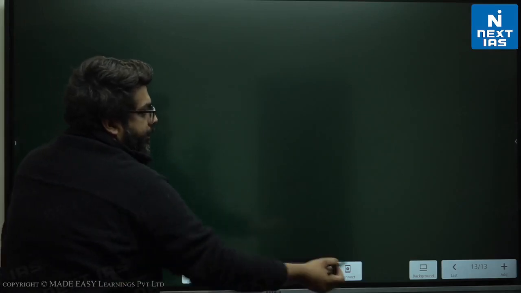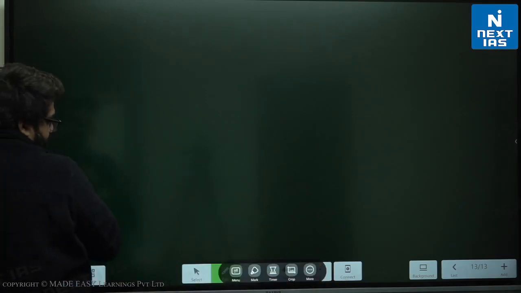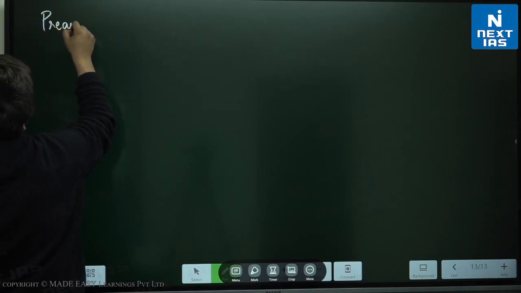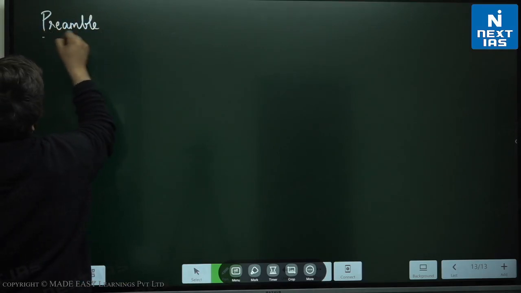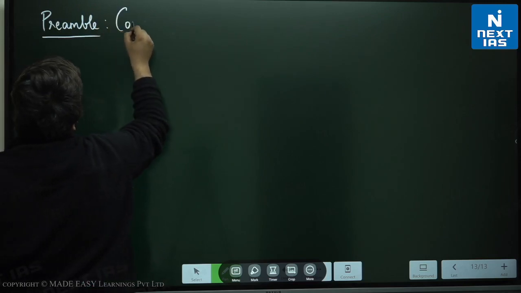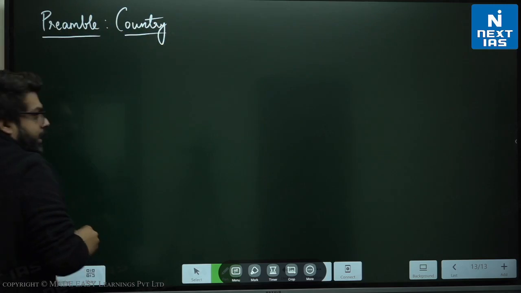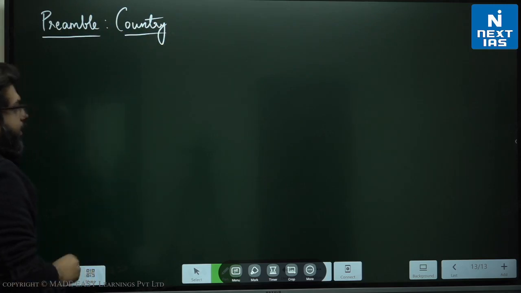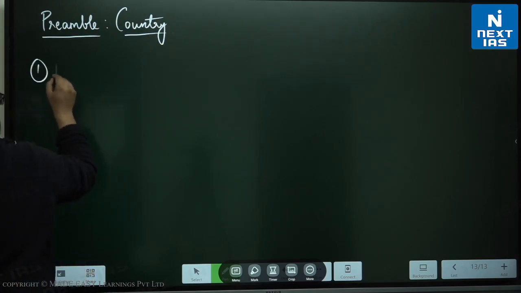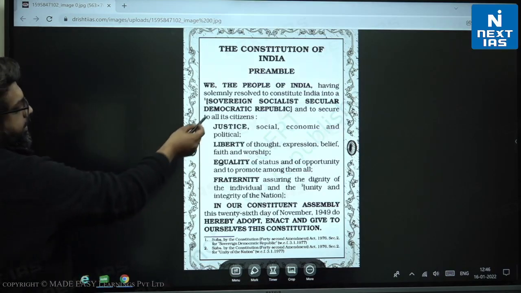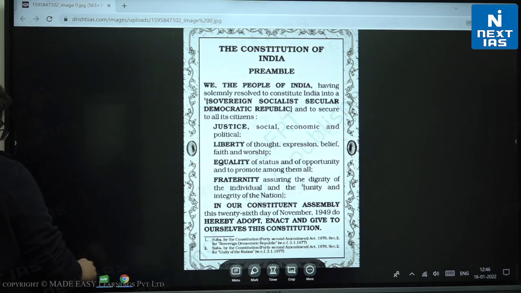Now we are going to be looking at the preamble, and we're going to be looking at words specifically with respect to the country. The first is sovereignty. The first is sovereignty.